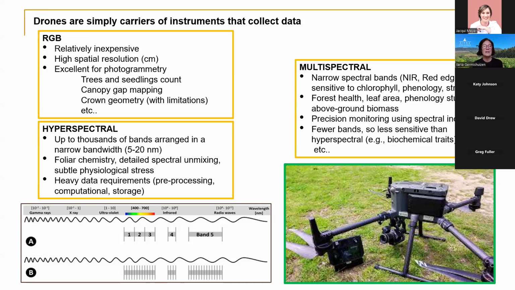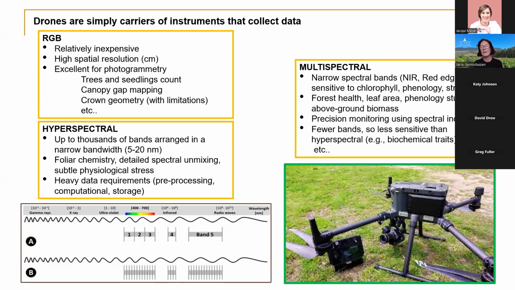Those are relatively inexpensive. They have a very high spatial resolution. They're excellent for photogrammetry, so when you want to take metrics in terms of data collection, for example, tree and seedling count, canopy gap mapping, crown geometry with some limitations. Then we have the multispectral.